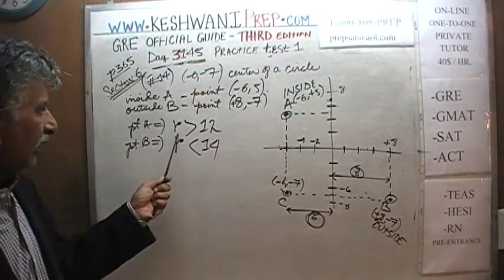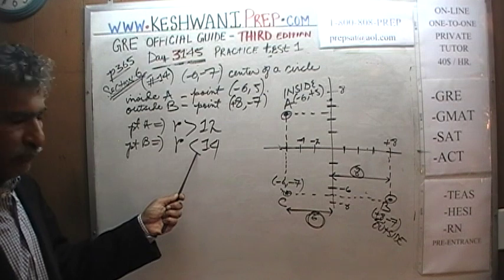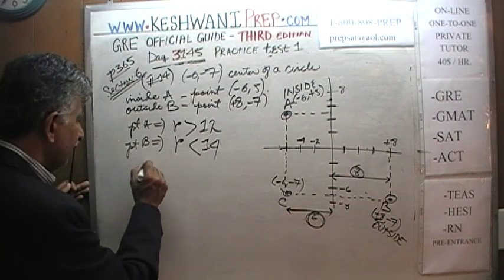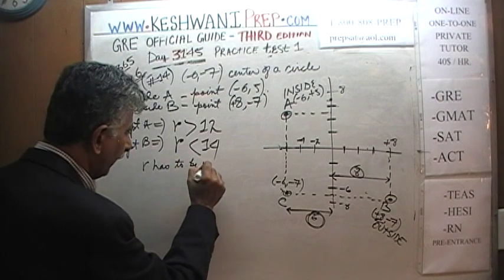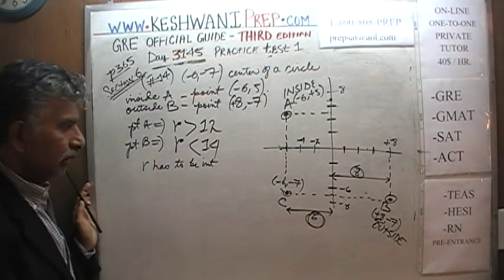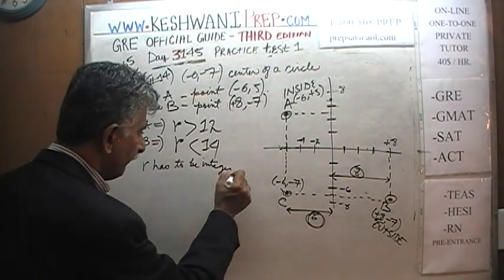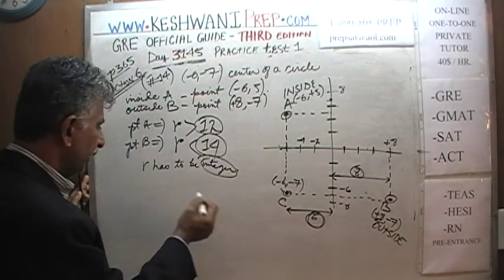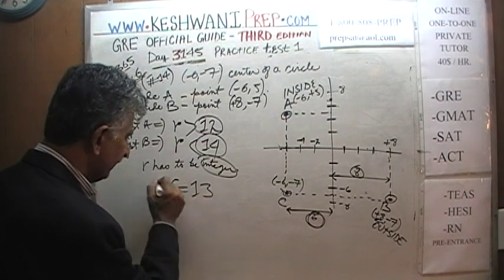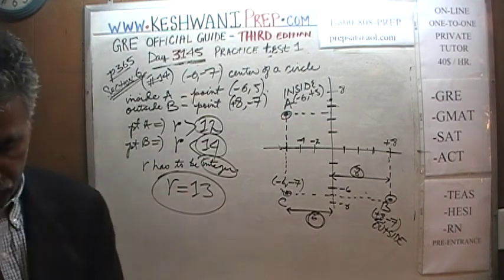But if the radius is greater than 12 and less than 14, and we are further told that the radius has to be an integer, a whole number, well, there you go, the radius must be exactly 13. Radius would have to be 13.